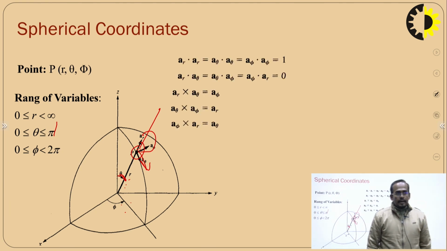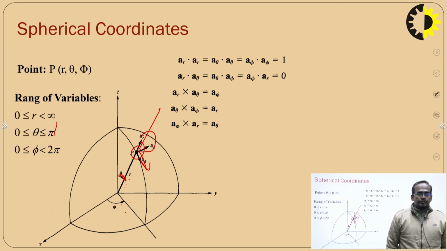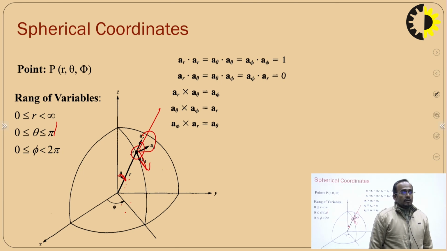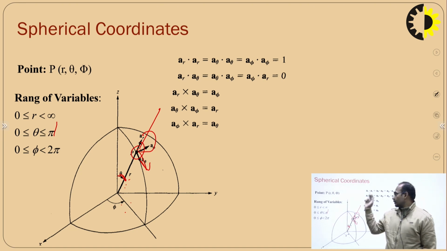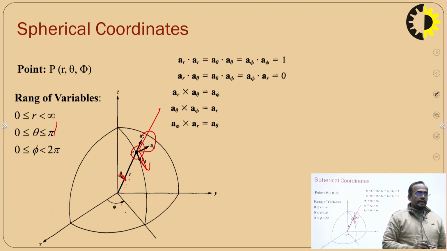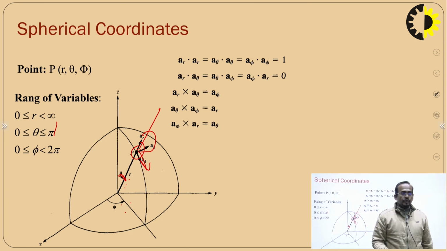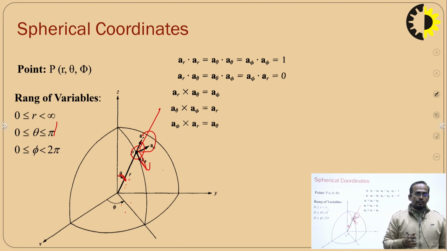This is again the dot product and cross product of spherical coordinate system. So you can again see here the dot product of the same vector will give the unit quantity, and the dot product of different unit vectors will give 0.